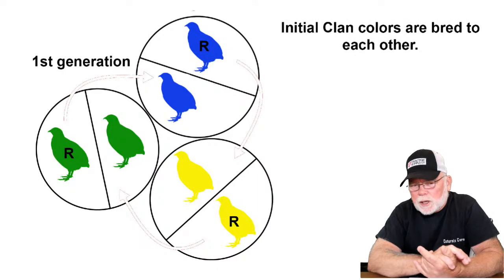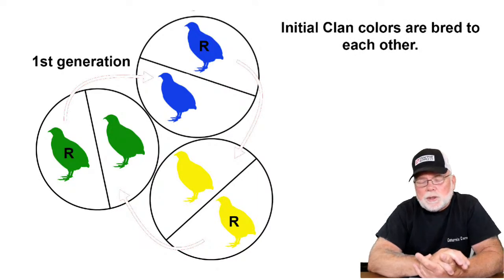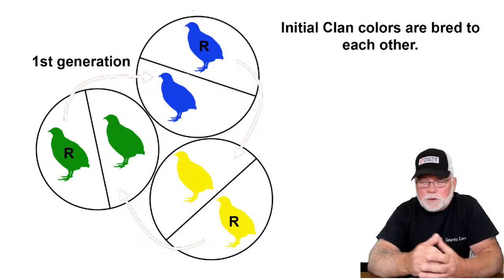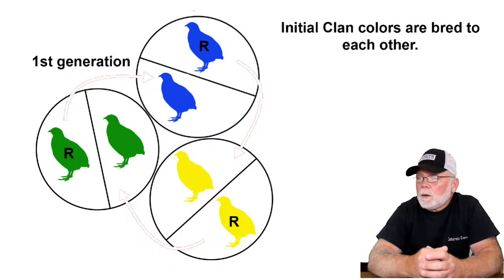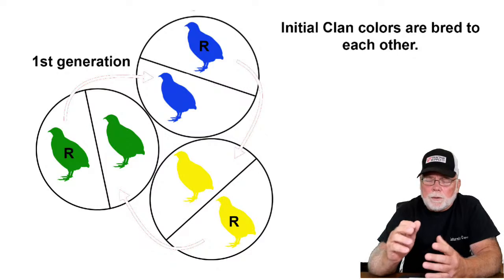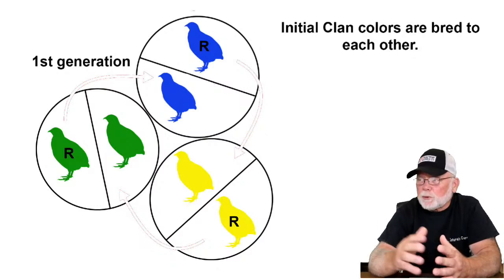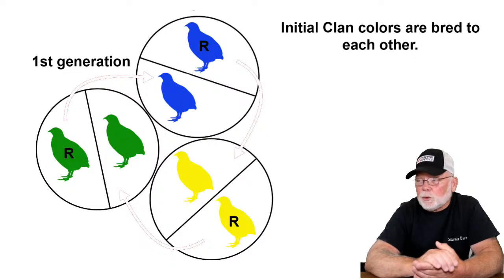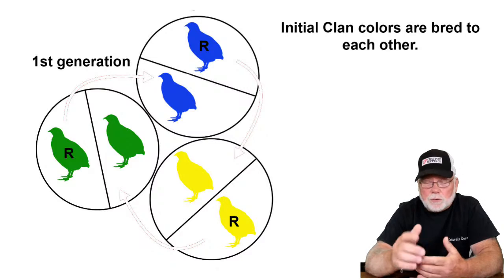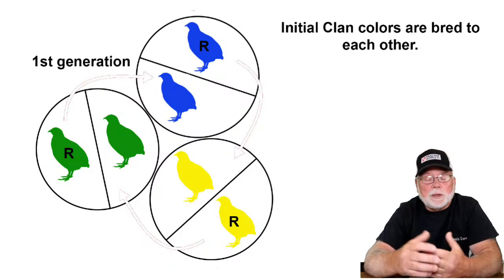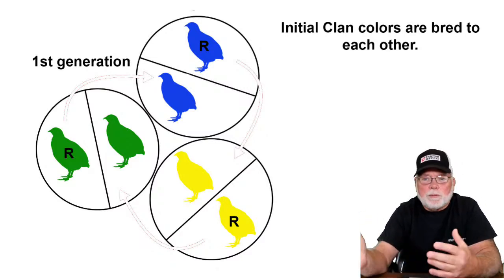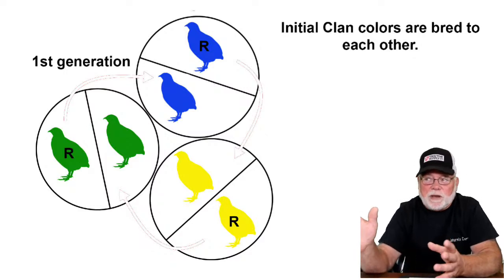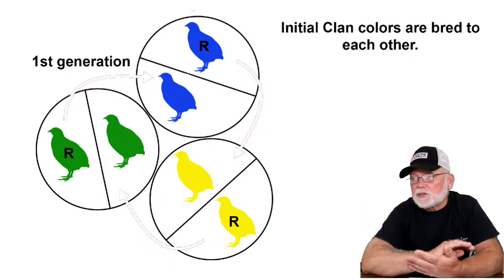Once you've got your clan set up or selected, you need to have an identifier for your clan or your group. We'll just call them a group from here on out. The identifiers can be something as simple as a color, like I have here, green, blue, and yellow, one for each group, or they can be numbers, groups 1, 2, and 3, or you can even name them the name of your favorite hen in each clan. Whatever it is, it doesn't matter.